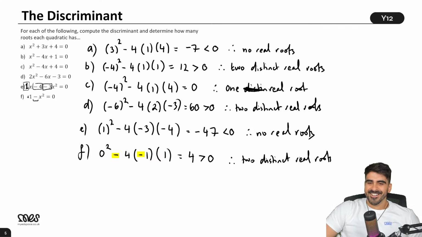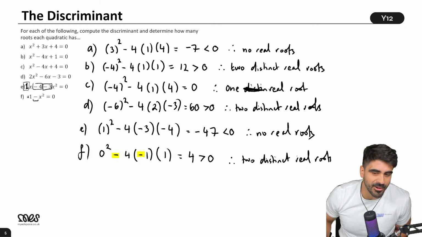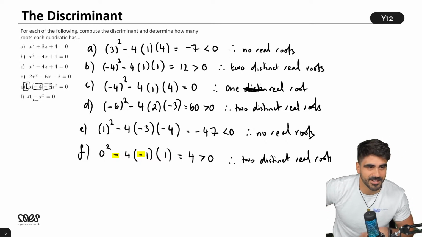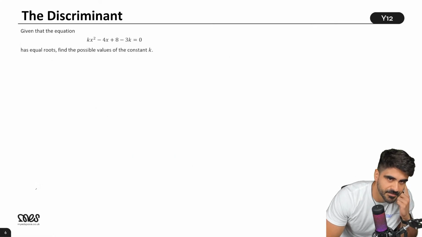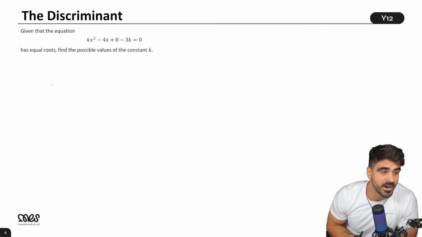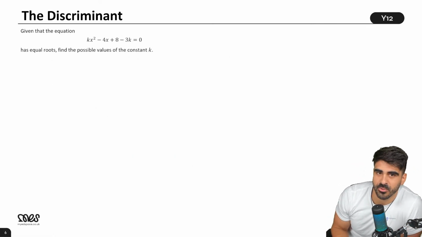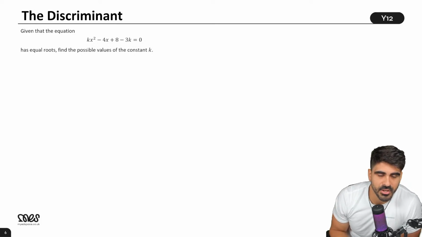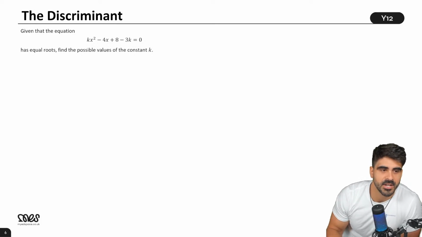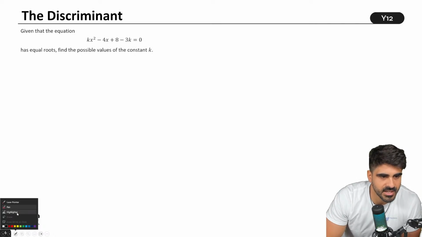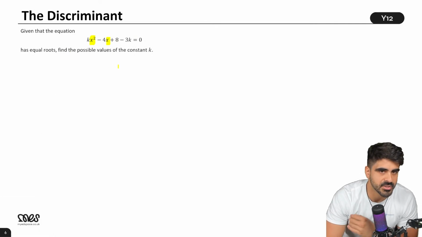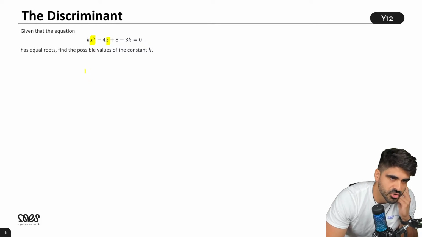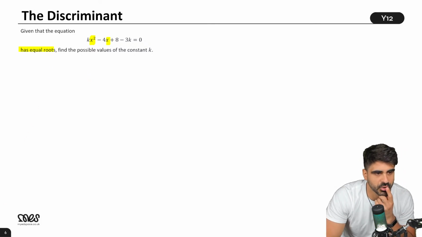That's funny. Okay, so now you guys are familiar with how to compute the discriminant. Yeah? So now let's start applying it to some real year 12 questions. Something like this. Very, very common at year 12. Given that this equation has equal roots, find the possible values of k. So you can see it's a quadratic, x squared, x, and then just numbers. Now, if I'm telling you this quadratic has equal roots, what's true?